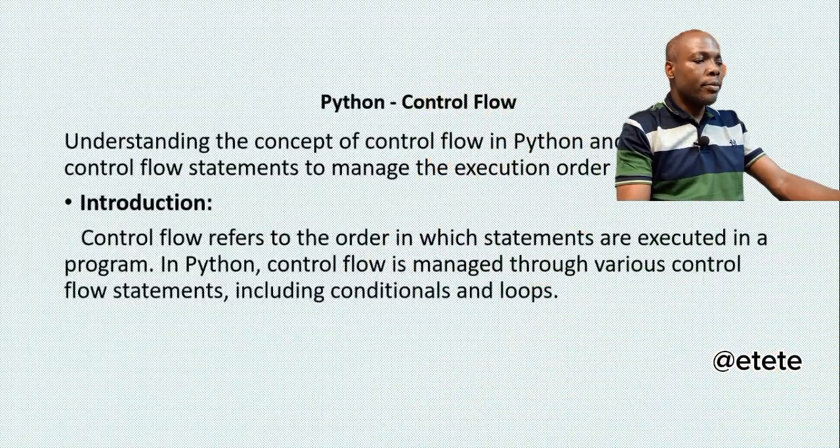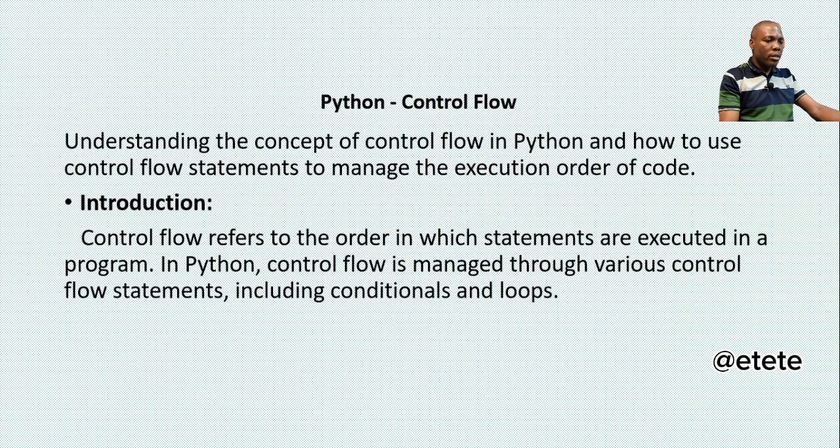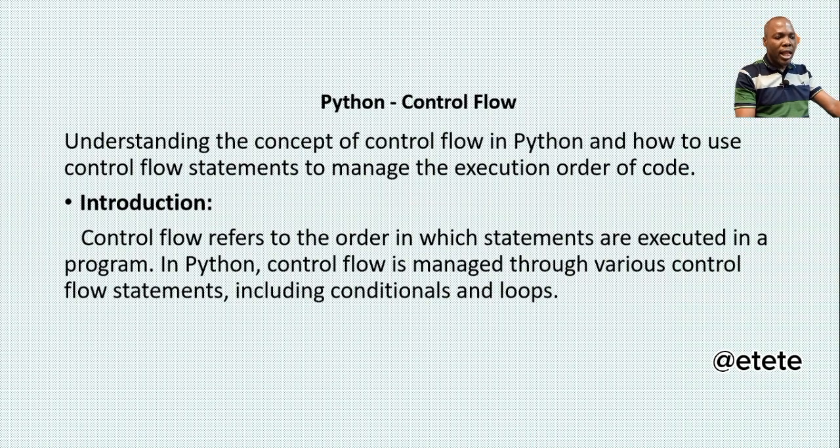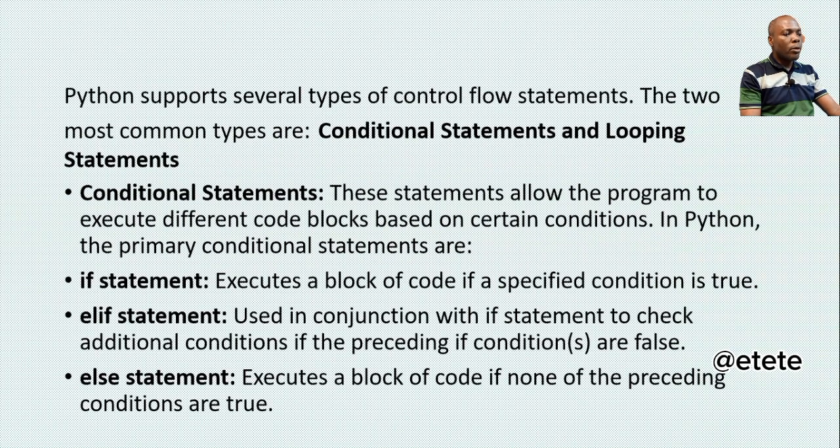So looking at this, we say: understanding the concept of control flow in Python and how to use control flow statements to manage the execution order of code. Introduction. Control flow refers to the order in which statements are executed in a program. In Python, control flow is managed through various control flow statements, including conditionals and loops. Python supports several types of control flow statements. The two most common types are conditional statements and looping statements.